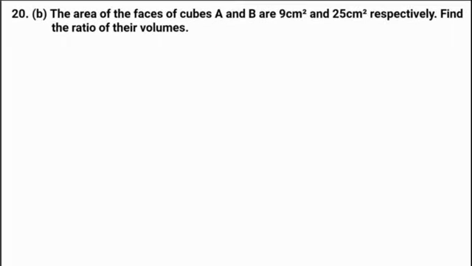Okay, so question 20B was as follows. The areas of the faces of cubes A and B are 9 cm squared and 25 cm squared respectively. Find the ratio of their volume. Okay, so we need to find the ratio of their volume.